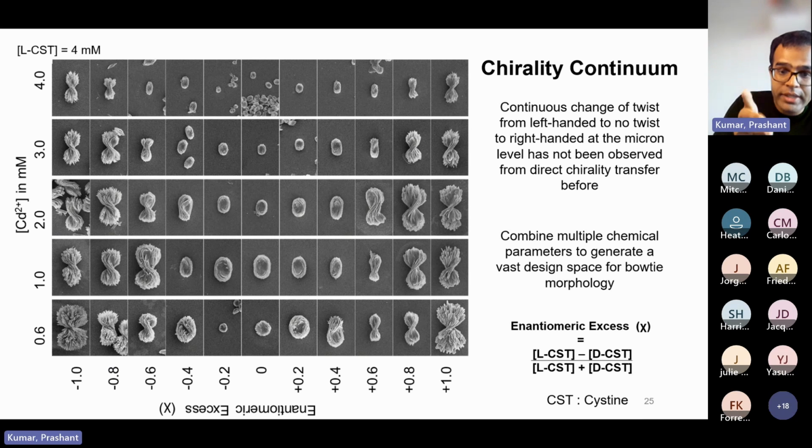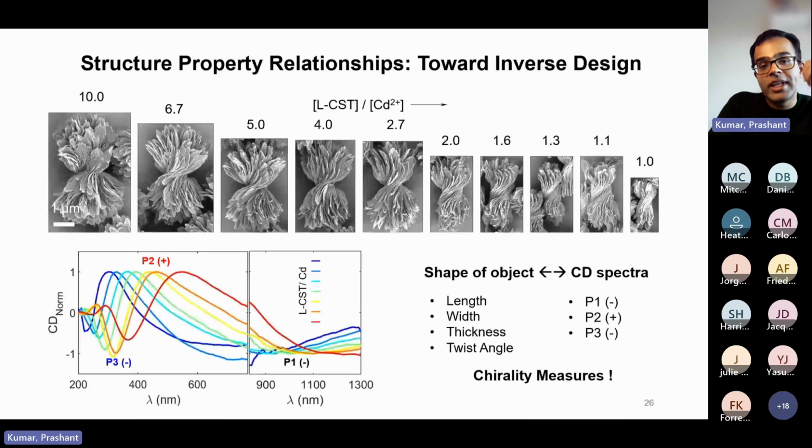However, when you use intermediate amounts of L versus D, you see that the twist is actually continuously decreasing. And finally, at equal parts of L and D, you see these flat bow ties or flat pancakes that are forming. And this continuous twist has never been seen in any other micron size assemblies which are formed from the bottom up like this. And this was a big deal for us because now if we are able to tune the twist in the material at the micron scale so continuously, we can now tune the optical signature of the material as well very continuously. So let's come to that now.